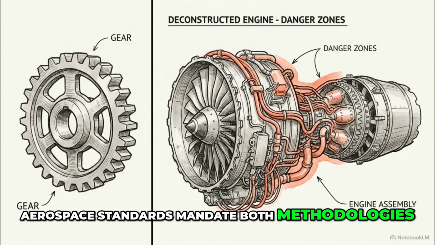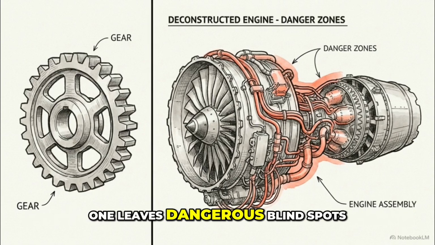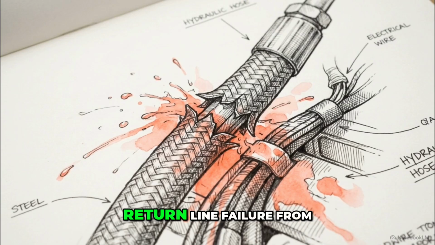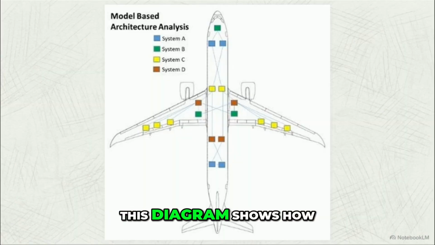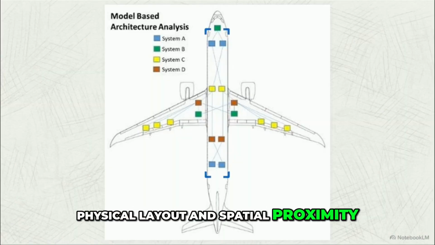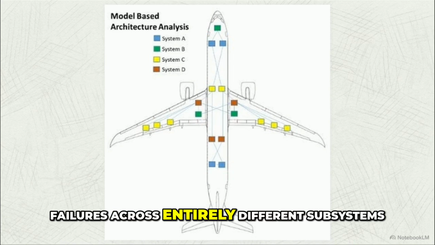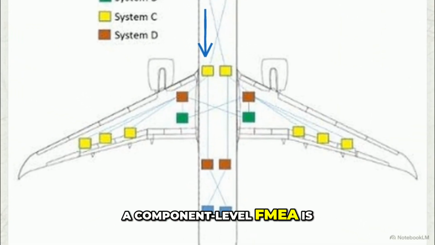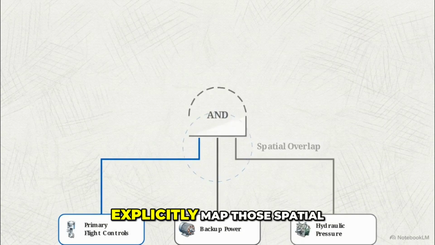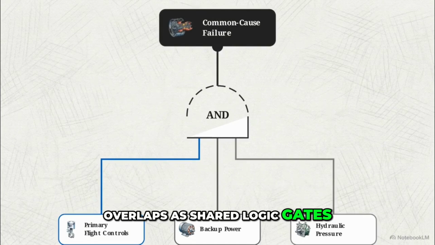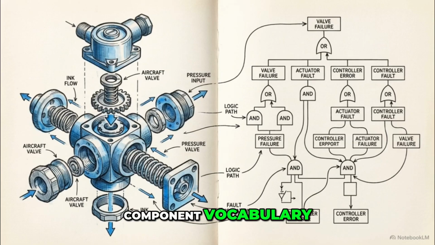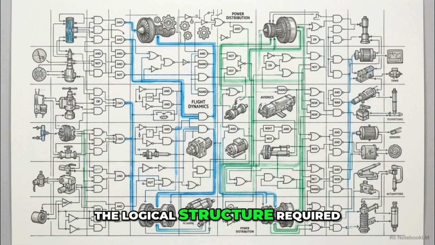Aerospace standards mandate both methodologies because relying on just one leaves dangerous blind spots. Recall the shared hydraulic return line failure from the opening of this video. This diagram shows how physical layout and spatial proximity can create common cause failures across entirely different subsystems. A component-level FMEA is blind to spatial vulnerabilities because it assumes all external conditions remain perfect. FTA mitigates this by allowing engineers to explicitly map those spatial overlaps as shared logic gates. FMEA provides the critical component vocabulary, while FTA provides the systemic grammar. Without both, the safety assessment lacks the logical structure required to account for complex cross-system failures.